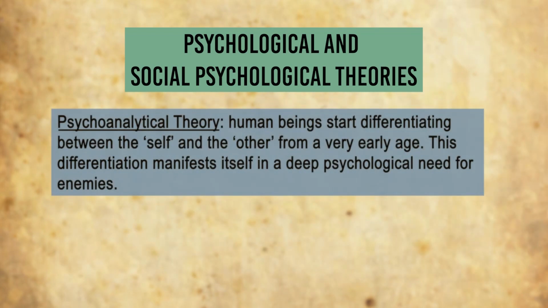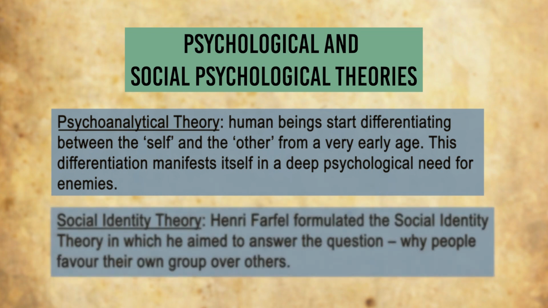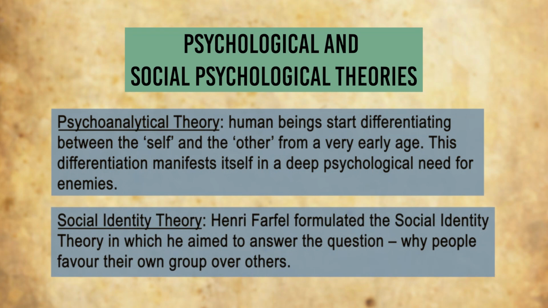According to psychoanalytical theory, human beings start differentiating between the self and other from a very early age. This differentiation manifests itself in a deep psychological need for enemies. Next comes the social identity theory. Tajfel formulated the social identity theory, in which he aimed to answer the question why people favor their own group over others.